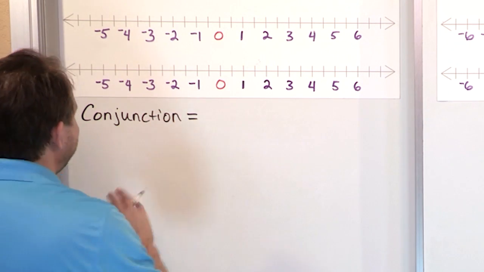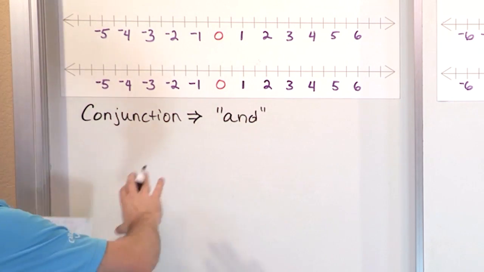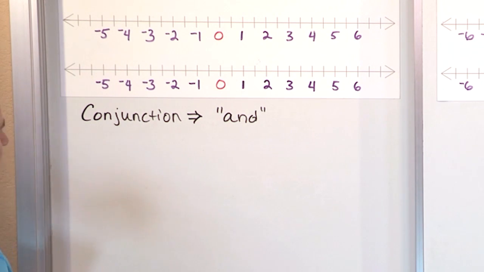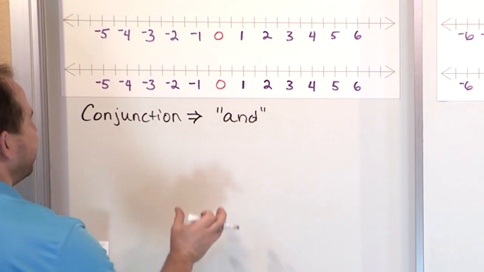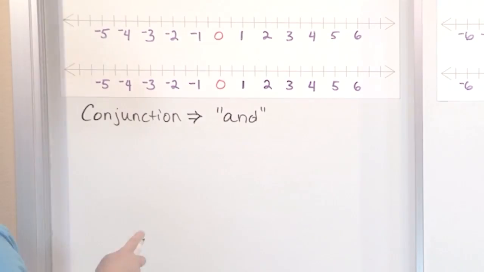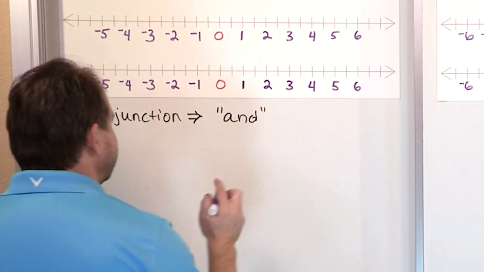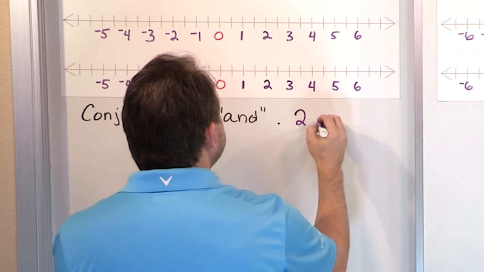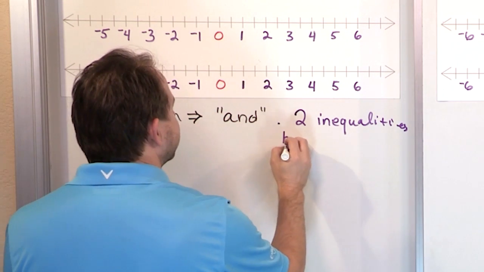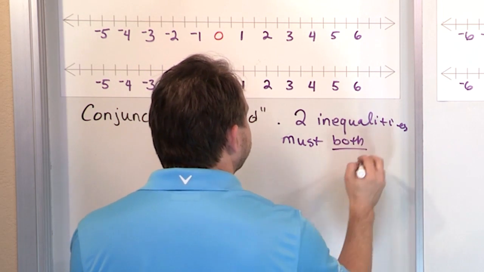And what you need to know about that is that this involves the word and. Now, I'm going to talk about the next part in a second, but there's also something called a disjunction, and that is involved with the word or. I'm not going to write it on the board just yet because I want to do one thing at a time, but just know there's and compound inequalities and there's or compound inequalities. When you have a conjunction, compound inequalities that involve the word and, what does it mean? It means that the two inequalities must both be true.